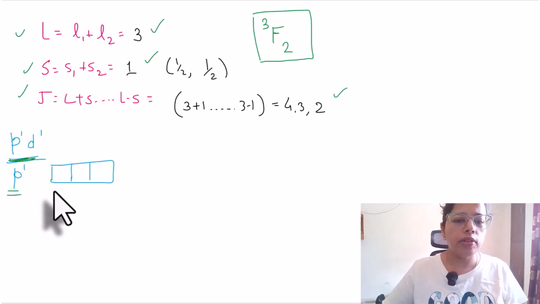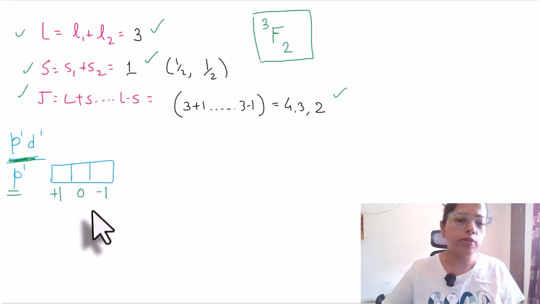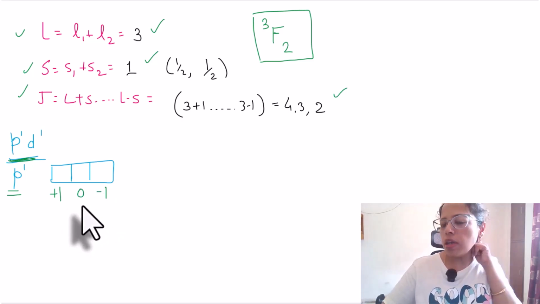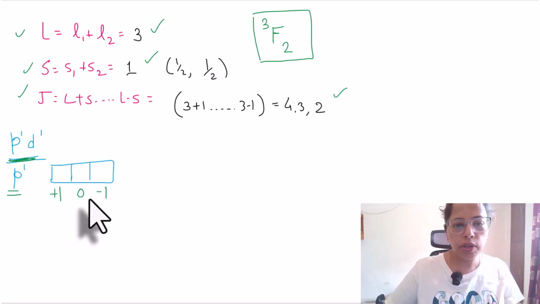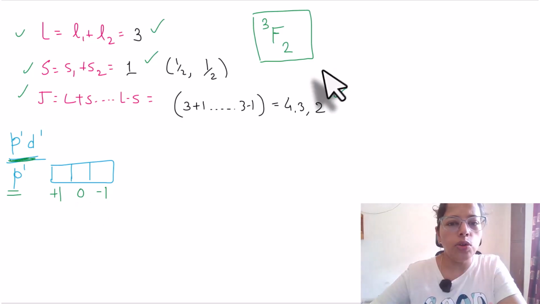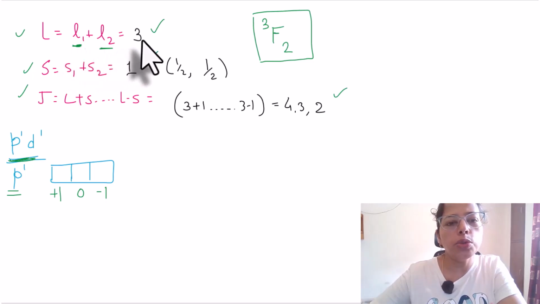So we have this +1, 0, -1. That is the orientation numbers. That is the magnetic quantum number. You all know it very well. So we have individual L1 plus L2. The summation of L1 plus L2 should be 3.